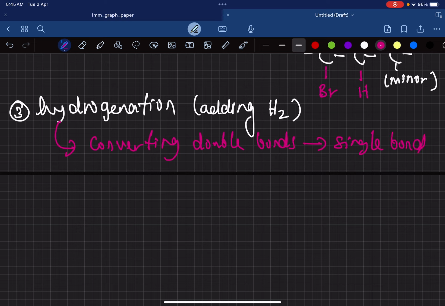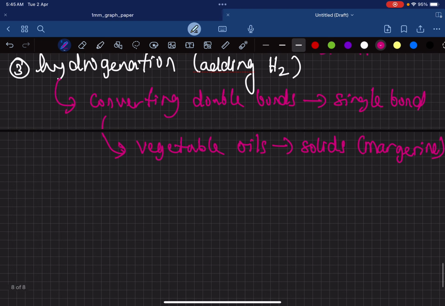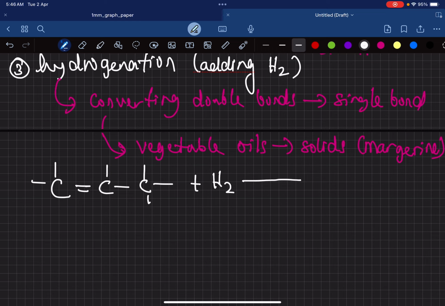This reaction is usually done to convert vegetable oils into solids, like for example margarine or butter. In this reaction you take an alkene, let's say again propene, and we add hydrogen. This reaction is done at high temperature and pressure, usually at 180 degrees Celsius, and you need a catalyst. The catalyst can be platinum or nickel.